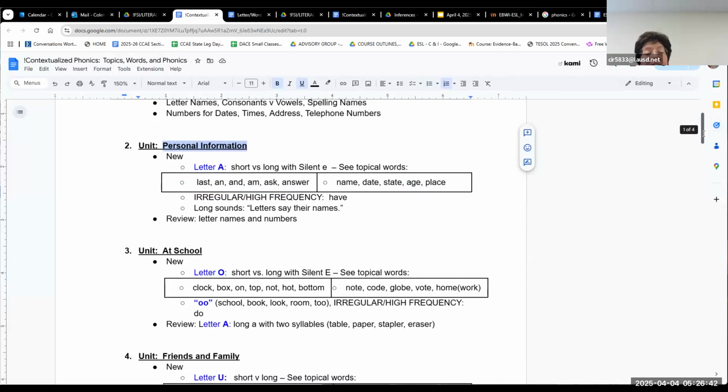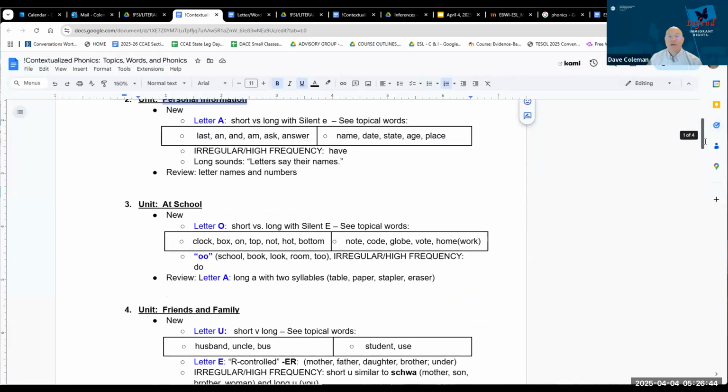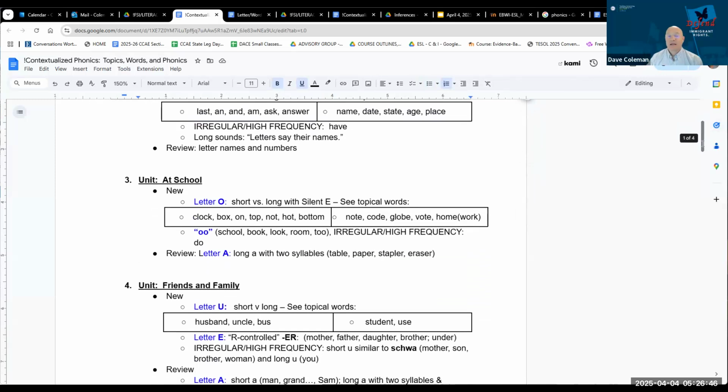Yes. Okay, good. So I'll just look at another one. And we're going to go deeper into this as well when we have our training on Friday the 25th. But just looking at it, what's new and what's review. So let's look at the new.